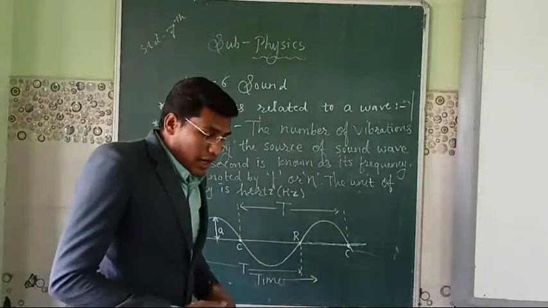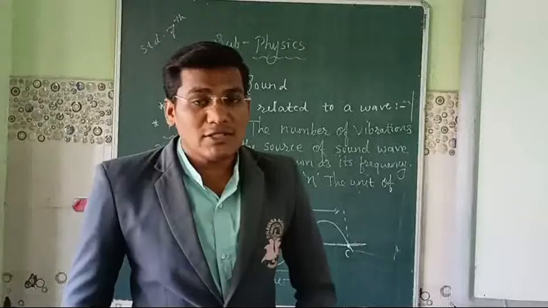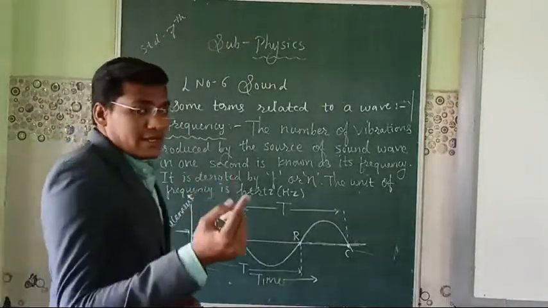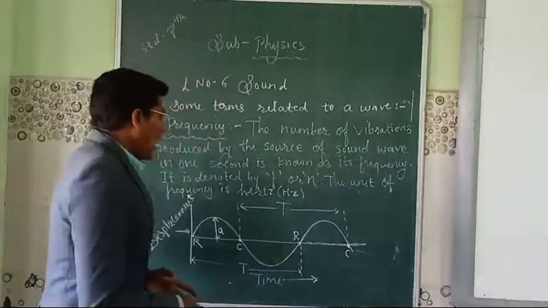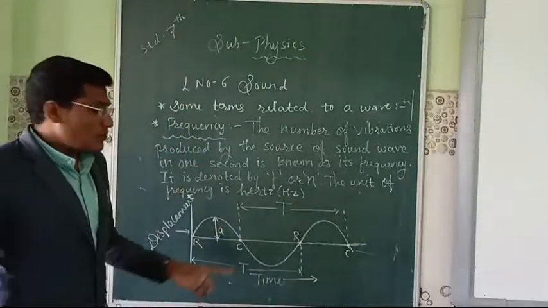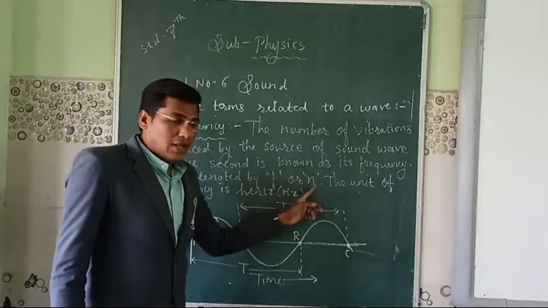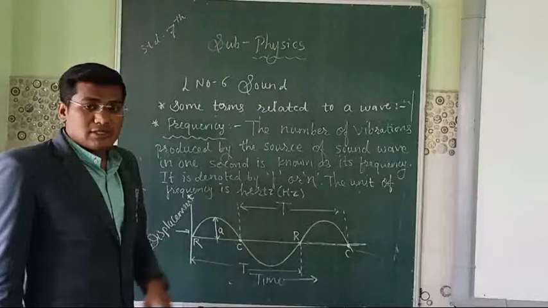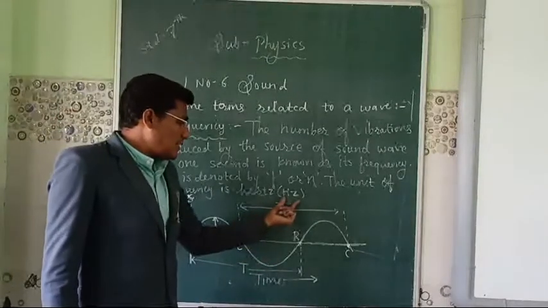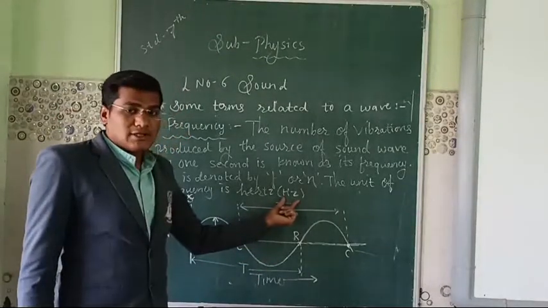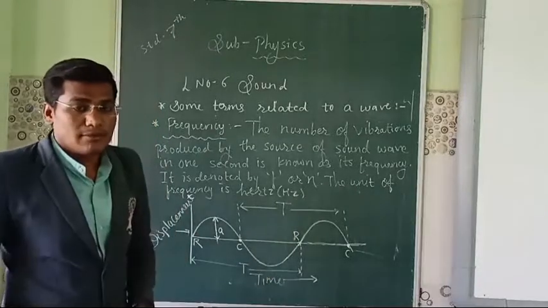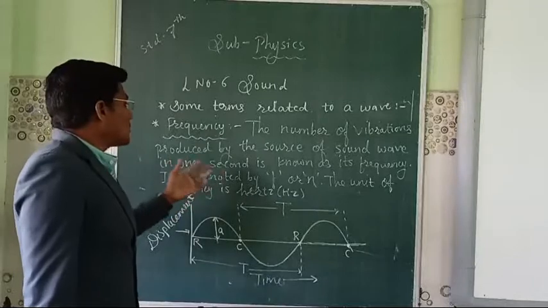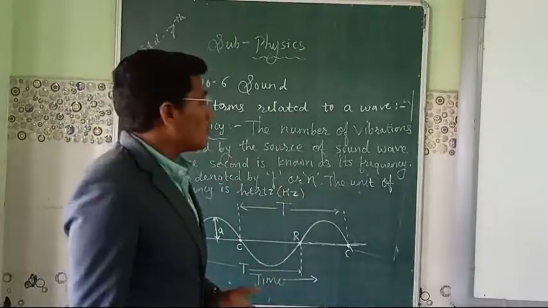It means that the number of vibrations produced by the source of a sound wave in 1 second is called frequency, and it is denoted by small f, and the unit of frequency is hertz, which is symbolically represented by capital H and small z together. This was about some terms related to waves.